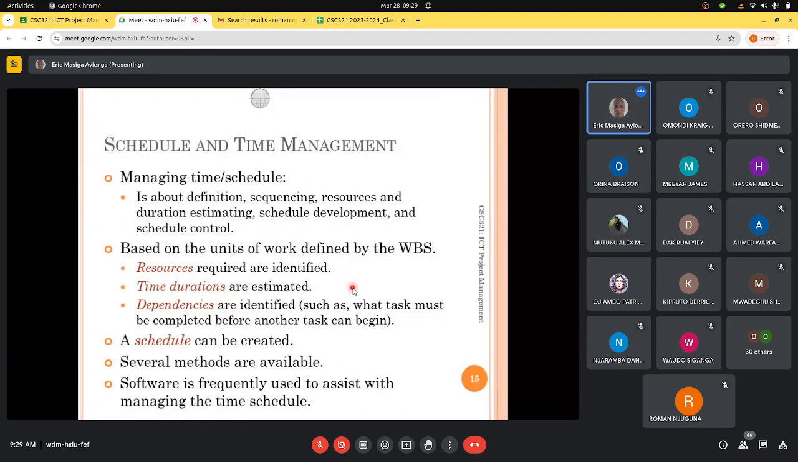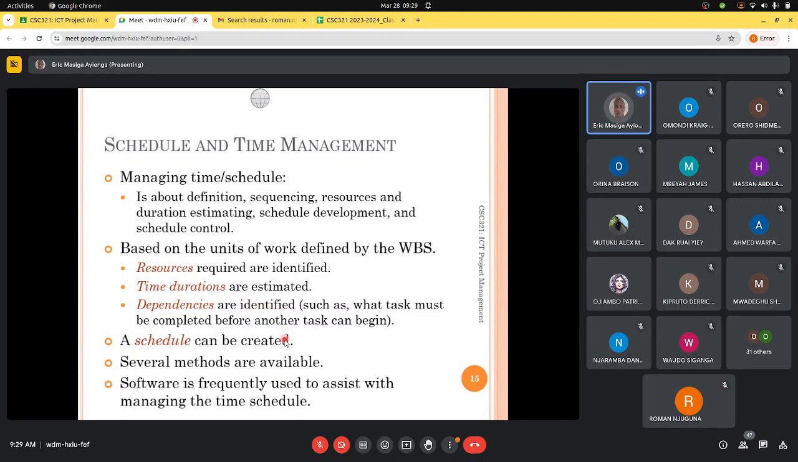Now, for example, you can only start designing once you have gathered requirements. You cannot design the system before you gather the requirements. So the designs are dependent on the requirements. The coding is dependent on the design, and so on. So you will put these things in the work breakdown structure, which is a diagram.